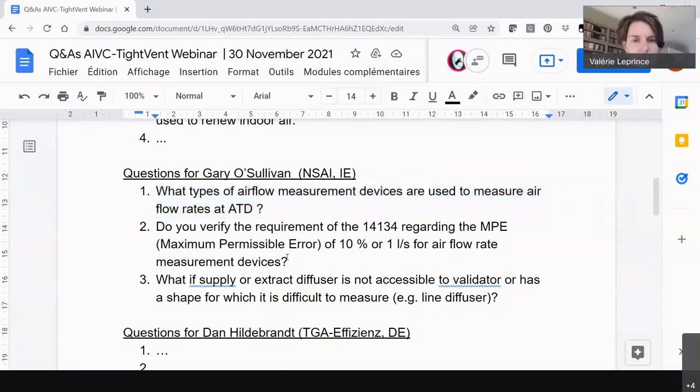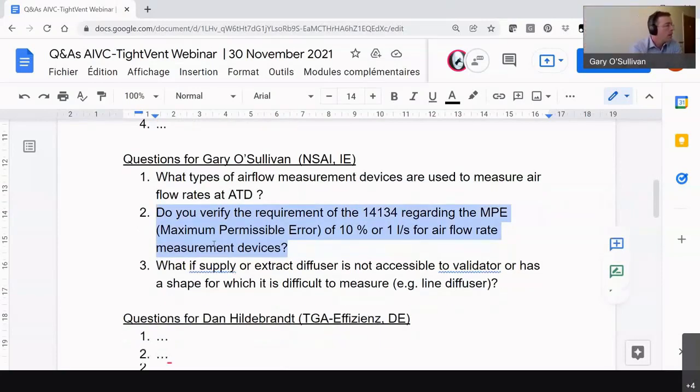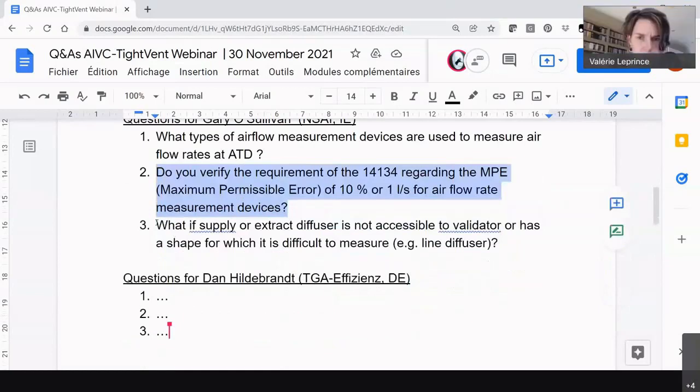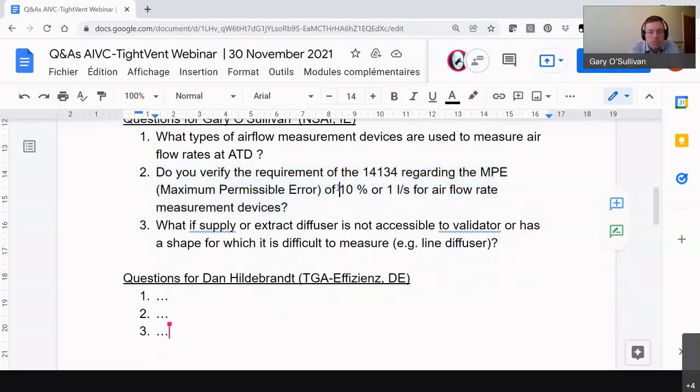There is another question, but I think you did answer it at the end. For the calibration, do you verify the maximum permissible error of 14134 for airflow rate measurement? Yes, you do, right. It's 1 liter per second for flow rates less than 10 liters per second and 10% above that, which is where we got our parameter from, I suppose.